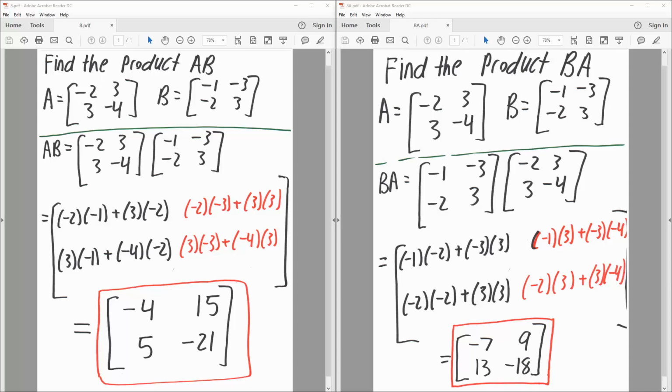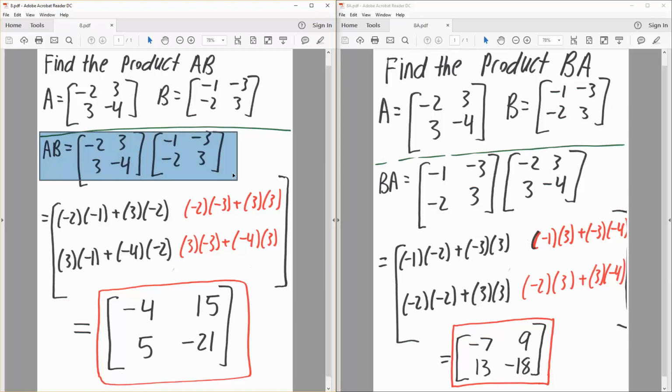Okay, in this video, we will be multiplying matrices, and we will be multiplying 2 by 2 matrices. So for the first problem, we want to find the product AB. We know that A is represented by this 2 by 2 matrix, and B is represented by this 2 by 2 matrix. Since we're finding the product, we are multiplying matrix A by matrix B. So matrix A is -2, 3, 3, -4, and matrix B is -1, -2, -3, 3. And now we need to multiply it.